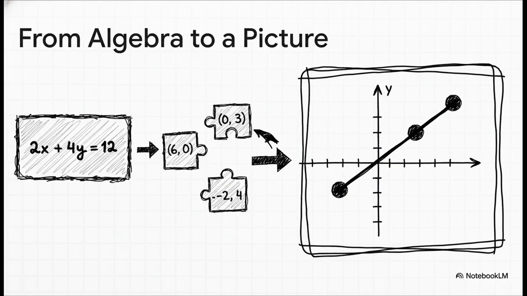So here's the magic. Every single solution pair we found, like (0, 3) or (6, 0), isn't just a pair of numbers. It's a coordinate for a point on a graph. And when you start plotting these points, something amazing happens. They don't just land all over the place, they all fall onto one single perfectly straight line. That line is the equation, just in picture form.